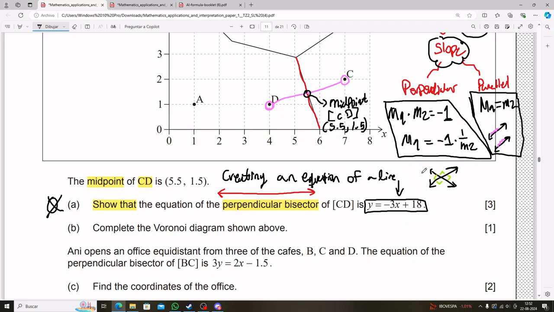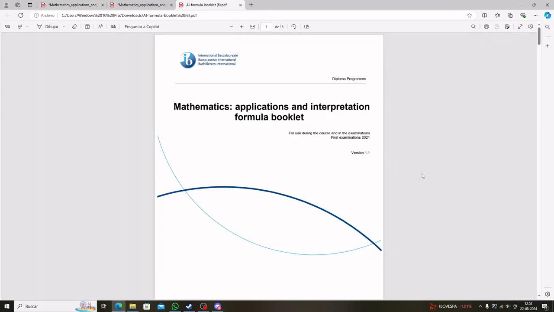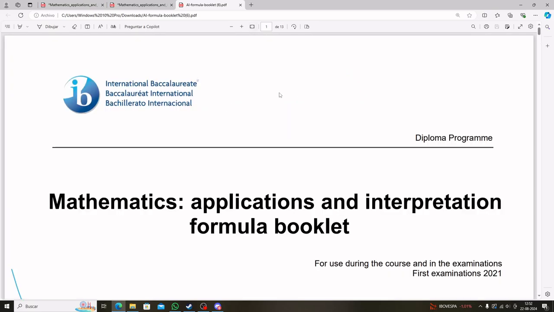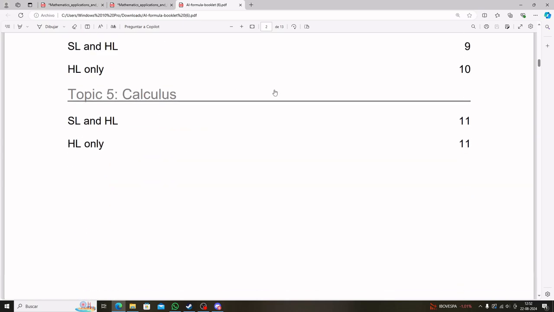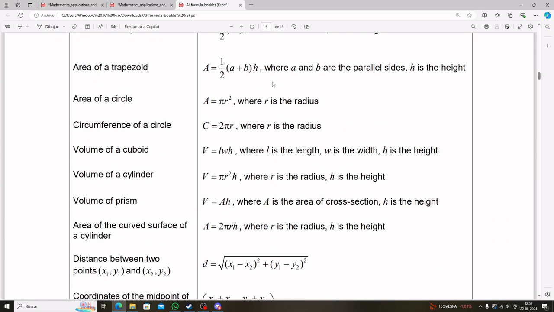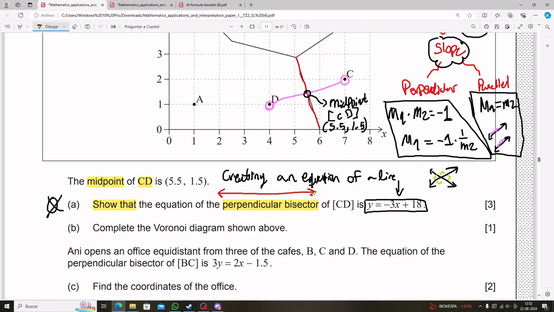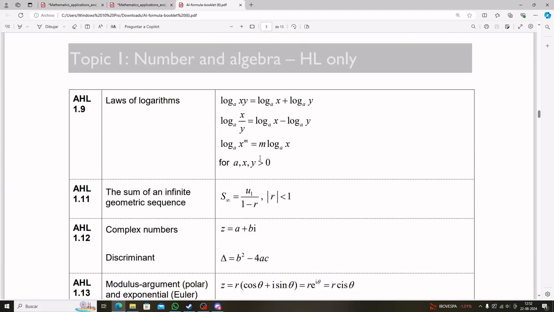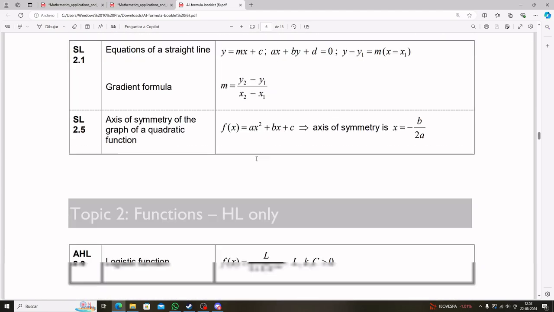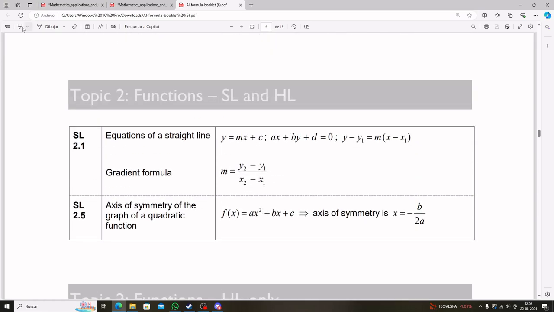So what are my tools, right? Well, the main tools that you have are in your formula booklet. So go to your formula booklet, get familiar with it. One thing is having it the day of the test, which you will, and another thing is knowing what's in it, okay? So once you establish that you need to create an equation of a line, you should be familiar enough with the formula booklet that you know that there's a part somewhere in here that, if you search, you will find, of how to create an equation of a straight line, okay?